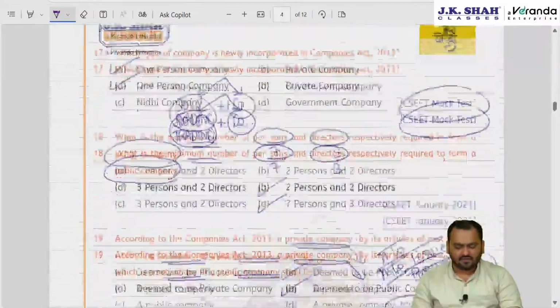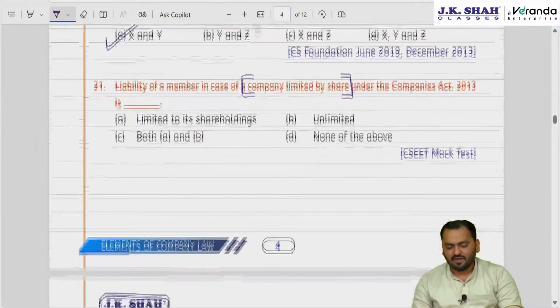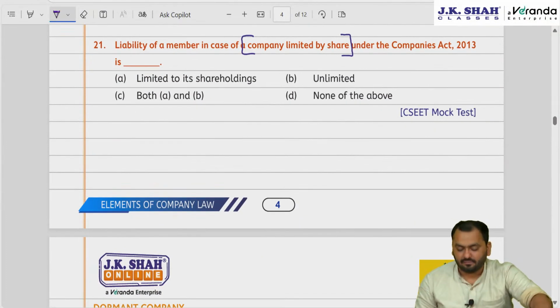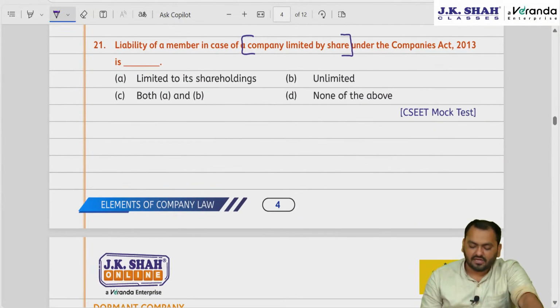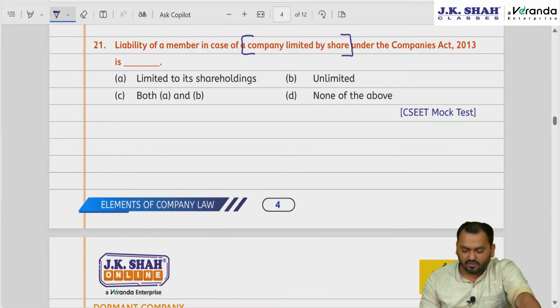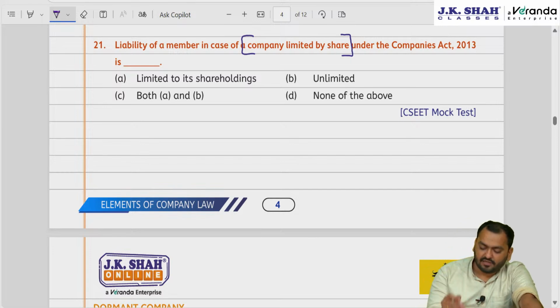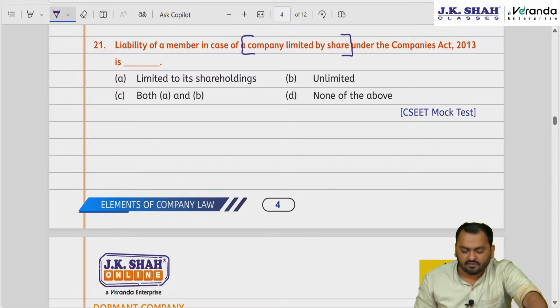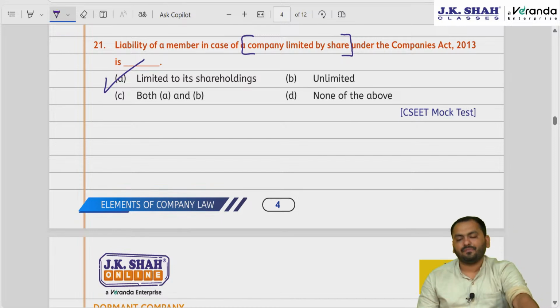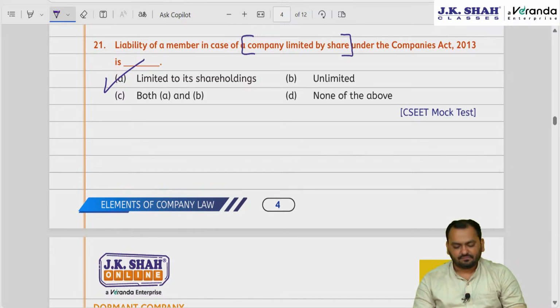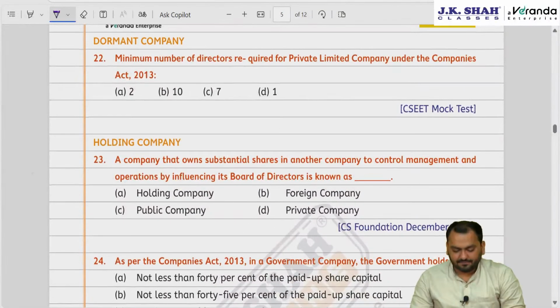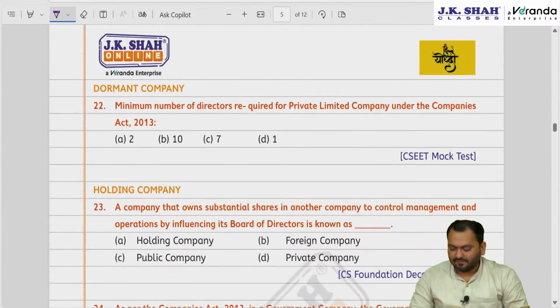Yes or no? Similarly, here they are asking the similar thing: what is the liability of the members of a company limited by shares? Obviously in option A we can see, yes, limited to its shareholding. Option B, unlimited, that is not the case. Option A and B, not the case. None of the above, not the case. So the answer is option A. Option A is the right answer, that is, limited to its shareholdings. So I hope this is clear. Yes, we go to the next one.